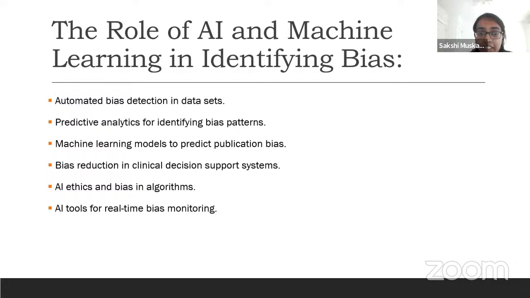So for AI, we can try using AI to detect an AI-generated paper. For example, we can use automated bias detection in the data sets of our publications. Second, we can predict the analytics for identifying these patterns. Third, we can use some machine learning models. There's a huge list of these models that are available to predict the publication biases. Fourth, the bias reduction in clinical decision support systems can be adhered to. Fifth, AI ethics and bias in algorithms. There are a lot of algorithms available as well. And sixth, AI tools for real-time bias monitoring.